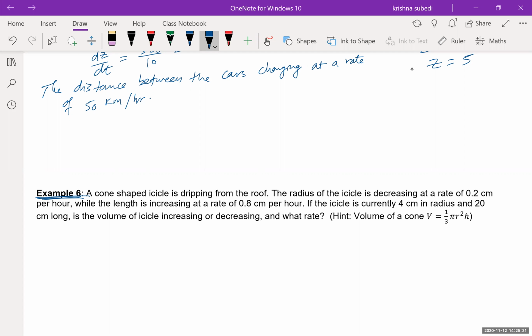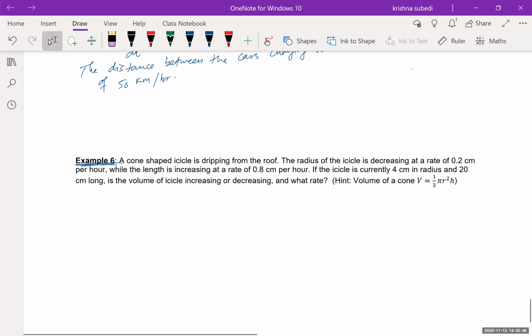A cone-shaped icicle is dripping from the roof. The radius of the icicle is decreasing at a rate of 0.2 centimeter per hour while the length is increasing at a rate of 0.8 centimeter per hour. If the icicle is currently 4 centimeter in radius and 20 centimeter long, is the volume of the icicle increasing or decreasing, and at what rate?